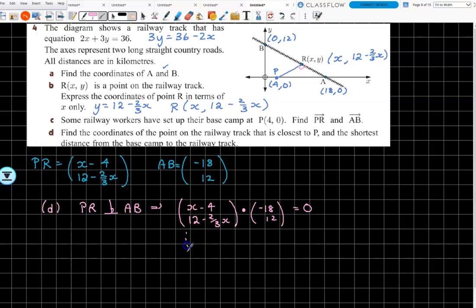Now, this is where, depending on what you want to do, you go, okay, I've got the idea now, I would now know what to do. Because I think a lot of it is, how do I know what I'm meant to do and what mathematics I have to use? When you get to this point, you might go, oh my God, yes, I can solve this. 18(x take 4) plus 12 times (12 take 2/3 x) equals 0.